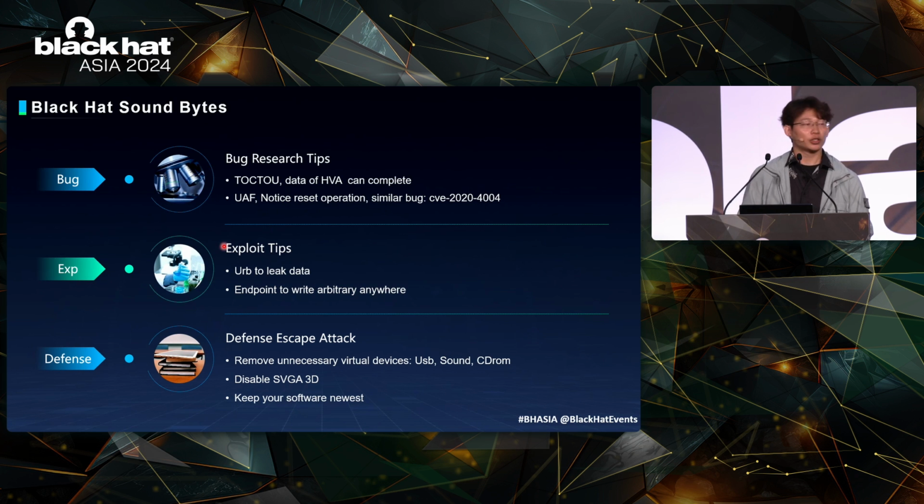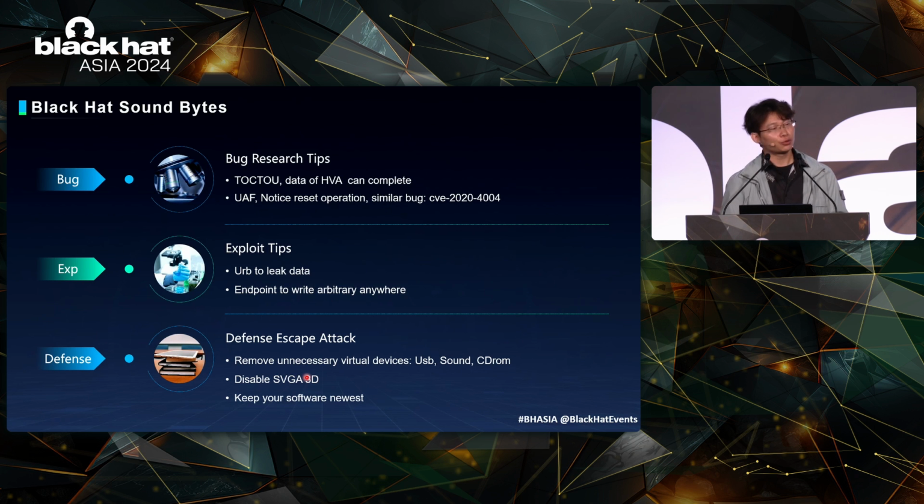Second, exploitation techniques. First, use the URB structure to leak information you want. Even if you don't have an information leak bug, you can overflow the URB structure's first field and get an information leak bug. Next, use the endpoint structure to achieve arbitrary write. With the power of the mob structure, you can achieve arbitrary read and write again.